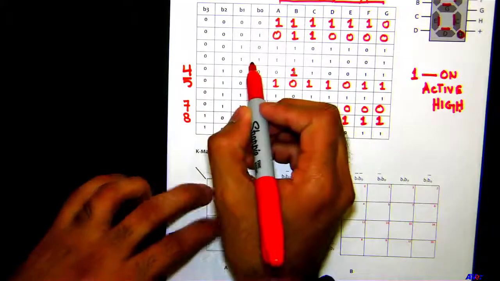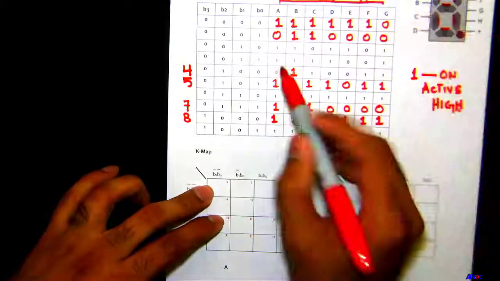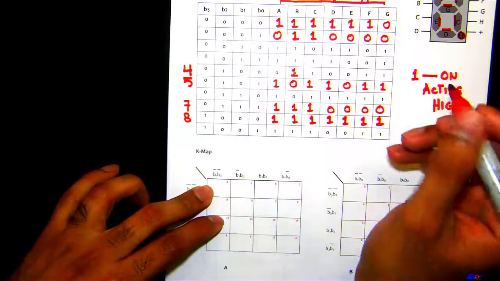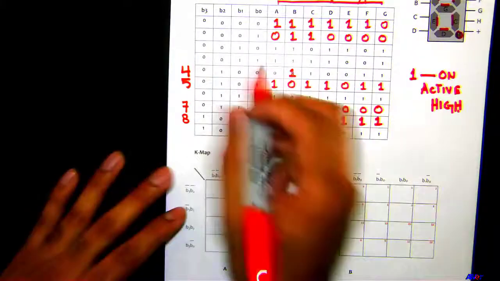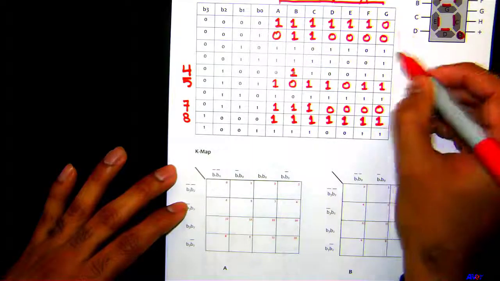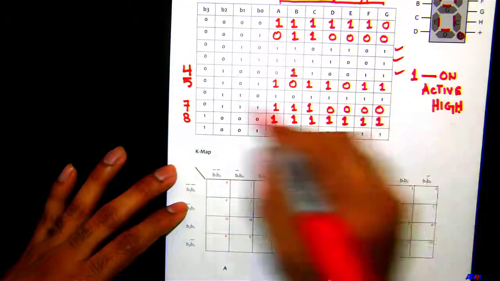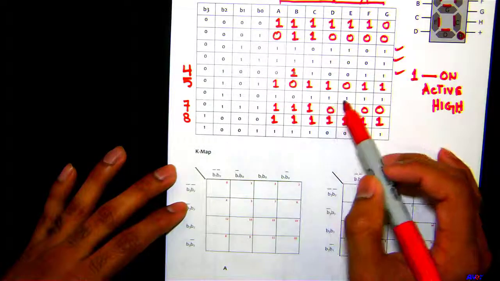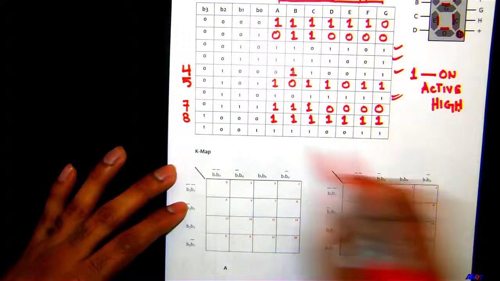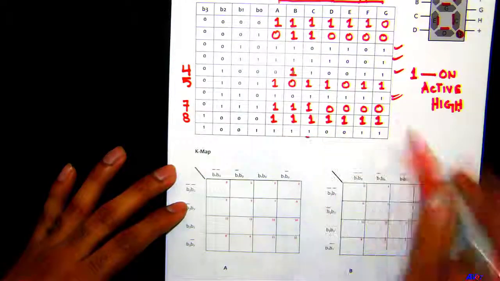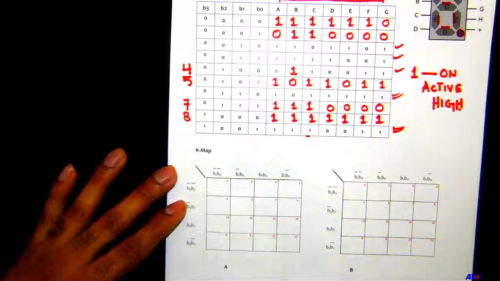0 0 1 1. So we need A B G C D. A B G C. Yeah, that one looks okay. 2 would be A B G E D. Yeah, this looks okay. 6 would be A F G C E D. This looks okay. And 9, so A F G B, and then C. C looks okay. All right, good. Shall we move on?